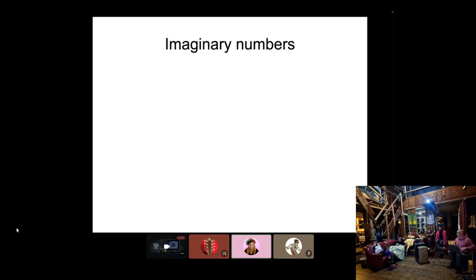So let's just go back and work out what we're actually dealing with here. We're talking about imaginary numbers. Who here in the room knows about imaginary numbers? Yeah, we got fairly a few. So let's have a quick look at them and recap.